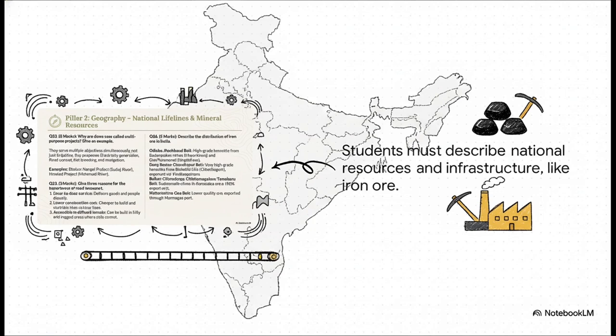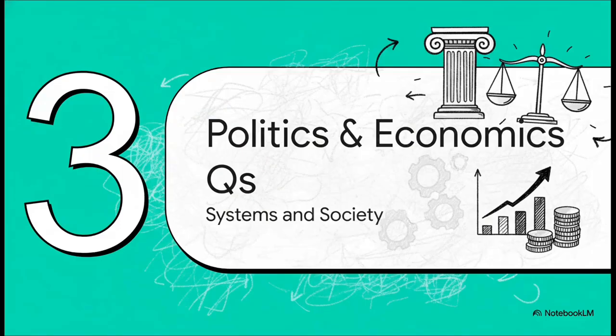And just like with history, the geography questions ramp up in complexity pretty fast. Suddenly, it's not about a single definition anymore. Now you have to describe the entire distribution of a major national resource, like iron ore. This means you have to connect geography to economics and infrastructure. It's all linked.